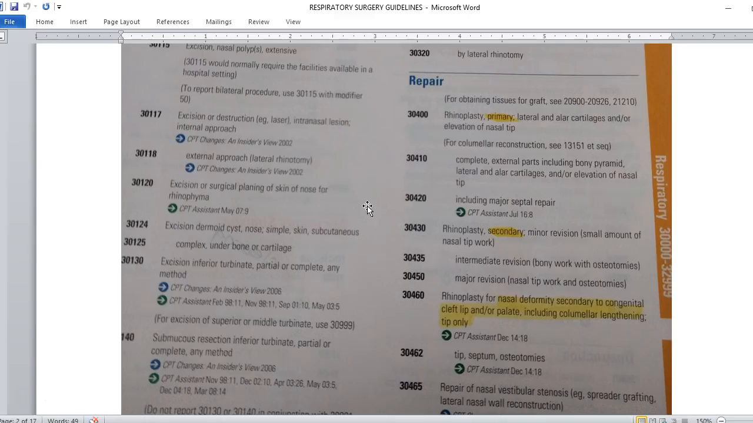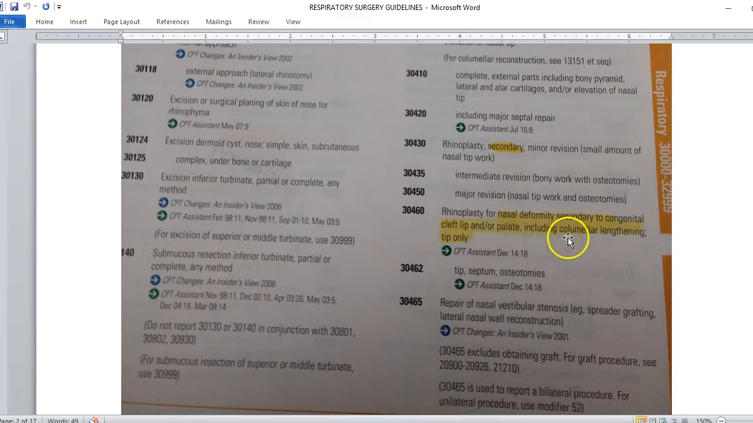But we also do this to fix different types of congenital anomalies. So that's where we're going to see 30460. Rhinoplasty for nasal deformities secondary to congenital cleft lip and or palate. And this includes columnar lengthening tip only. And again, when we're coming with congenital anomalies, we're talking about what the baby was born with. And so again, this is more of a reconstructive procedure instead of something that's more of a beautifying procedure.